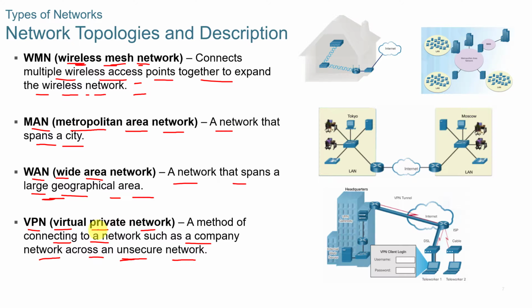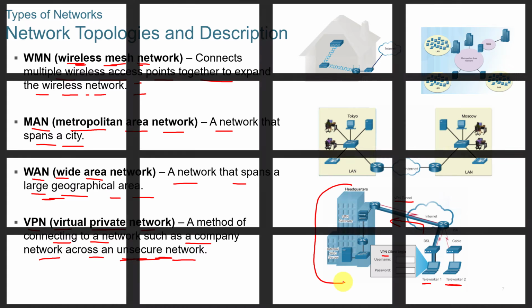So a virtual private network would allow you to connect if you have an unsecure network that you want to tunnel through. So you create a VPN tunnel, and let's say that you're a teleworker or a remote worker, you would log in through a VPN client, and that would allow you to go through the internet, and then your data would be encrypted on the way towards the location that you're connecting to.